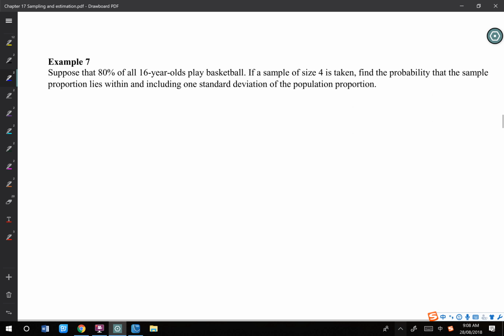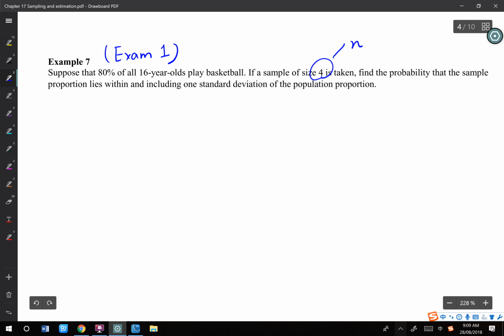Let's have a look at example 7. This is an exam 1 question as well, so no calculator. Suppose that 80% of all 16-year-olds play basketball. If a sample of size 4 is taken, so n is 4, find the probability that the sample proportion p hat lies within, and including, 1 standard deviation of the population proportion.